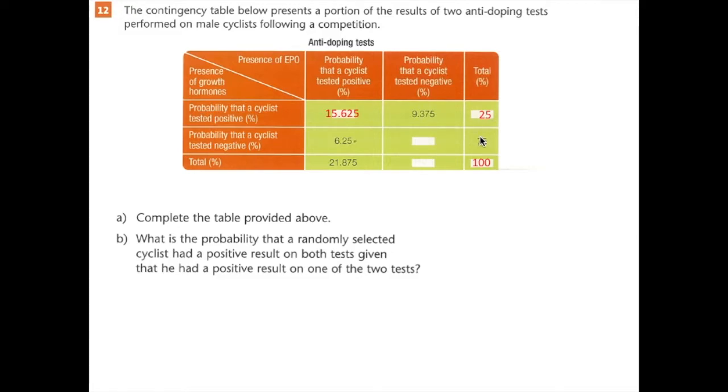Oh, I added the 25 and 75 to get 100. Then 75 minus 6.25 is 68.75. Added those two to get this one. Or I could subtract the 21.875 from the 100 to get that one. But either way, 78.125. We've completed the table provided.